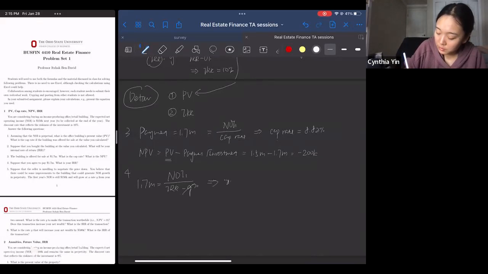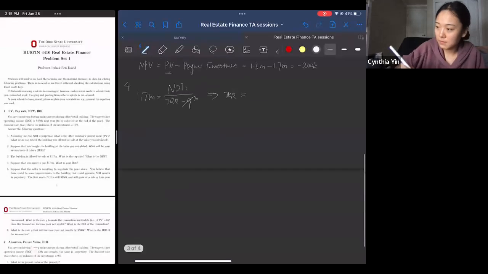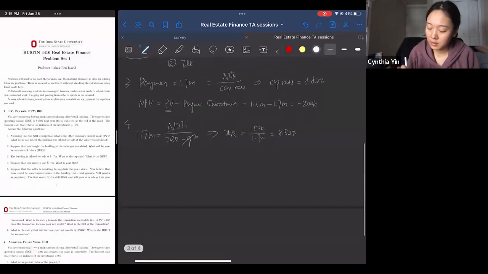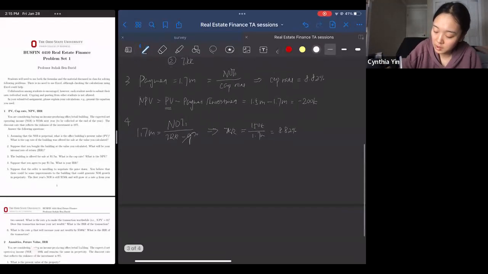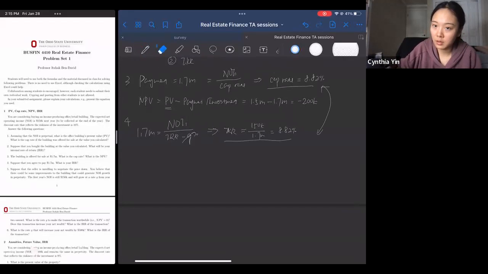Then what you get is IRR equals 1.150K divided by 1.7 million, which equals 8.82%. So you can see this IRR is the same as the cap rate we got from question 3. It's because we don't have growth. And because in both to get cap rate and to get IRR, we used basically the same information and the same formula. So the only difference is the growth rate.